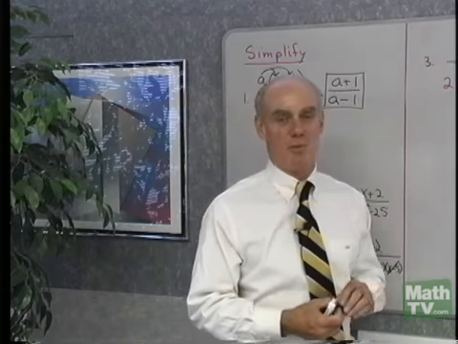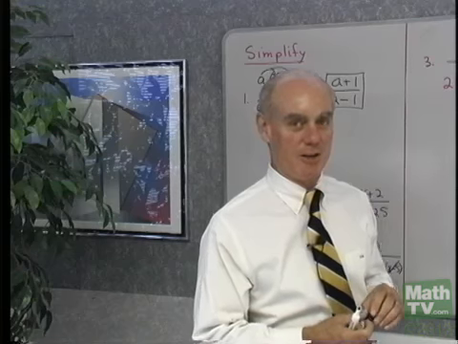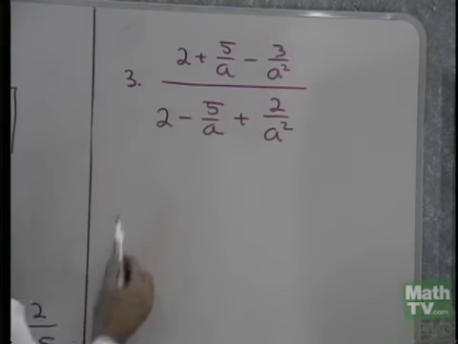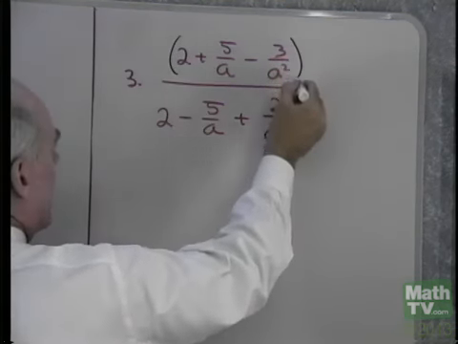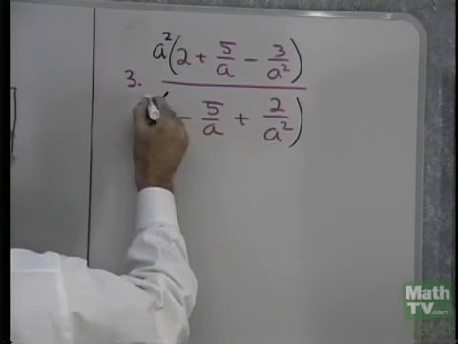Let's look at another example in which we multiply the numerator and denominator by the least common denominator. If I check all the small fractions here, I'll see my least common denominator is a squared. So I'm going to multiply this numerator by a squared and this denominator by a squared.